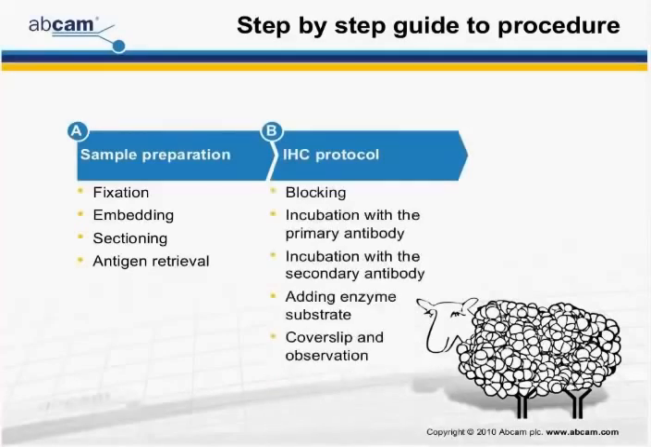I'm going to go into blocking, what it is and why it's important, incubation with a primary antibody that will target your protein of interest, incubation with a secondary antibody, which will be specific for the primary antibody, and this allows ultimately for your detection. Then I'll go through adding an enzyme substrate. For enzyme conjugated secondaries, this is going to be a very important step. And then finally, cover slipping and observation.